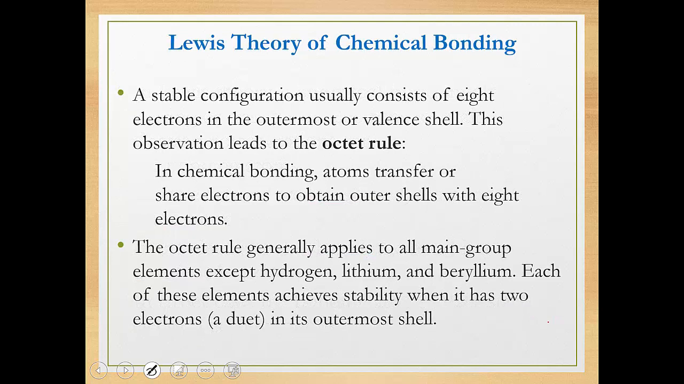In a stable configuration, remember, other than the exception of helium, usually you're going to have 8 electrons in the outermost or valence shell. Okay, so that is known as the octet rule. So when you are carrying out chemical bonding, atoms are going to either transfer or share electrons in order to get outer shells that have 8 electrons. That's the stable point. Now the octet rule generally will apply to all main group elements.